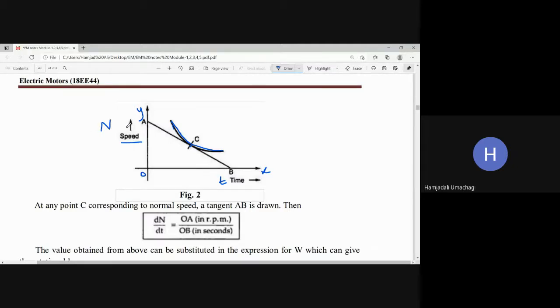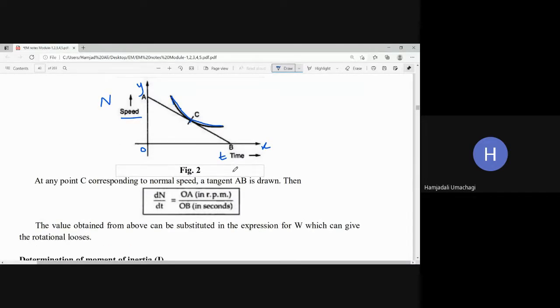Yes or no? The y-axis is speed, which means this is dN and this is dt. So dN means distance OA divided by distance OB. OA is speed, in terms of RPM, and OB is the time, in terms of seconds. Is it clear? Therefore, dN by dt is distance OA divided by distance OB. This is how you calculate the dN by dt value using the graphical approach method.